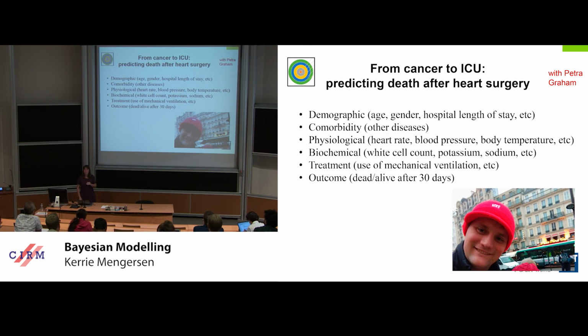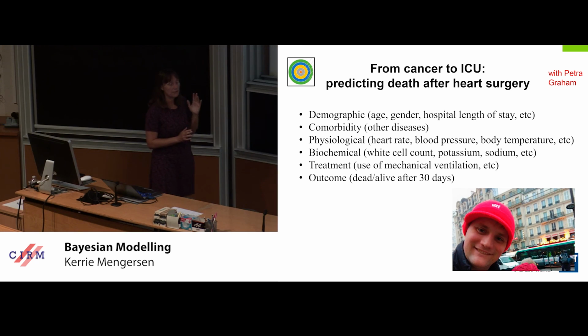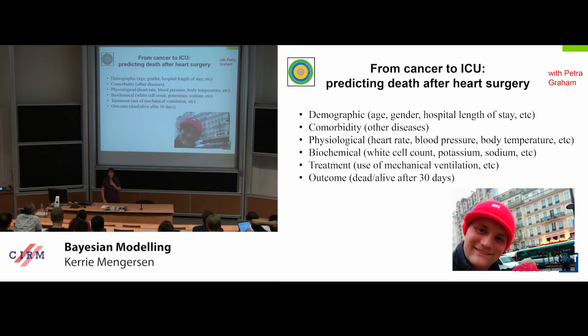All right, the last example then is from cancer to ICU, so predicting death after heart surgery. We have one hospital in Brisbane that is interested in this. This was one of our first projects on Bayesian analysis. So we had nothing like cutting your teeth on death after heart surgery, trying to predict that. But the problem is that the hospital doesn't have many deaths. So it's good for the hospital, good for the patients, bad for the modelers. We asked them, can you increase the number of deaths, because it's really hard to model just a small number? And they said no.